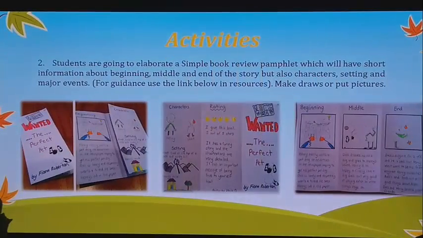Second activity. Students are going to elaborate a simple book review pamphlet which will have short information about beginning, middle, and end of history, but also characters, setting, and major events. For guidance, use the link below in resources. Make draws or put pictures.